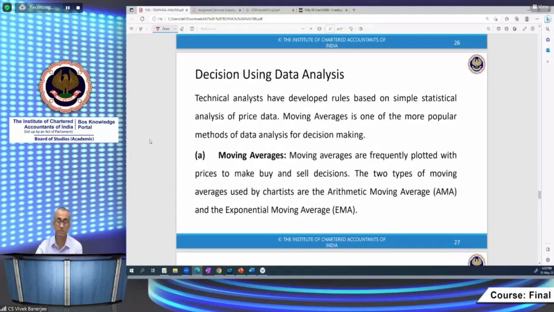I will take one or two examples or two problems in case of both the simple moving average and exponential moving average, so it is clear to you. I will take the assignment question directly, in which one question is on simple moving average and another question is on exponential moving average.